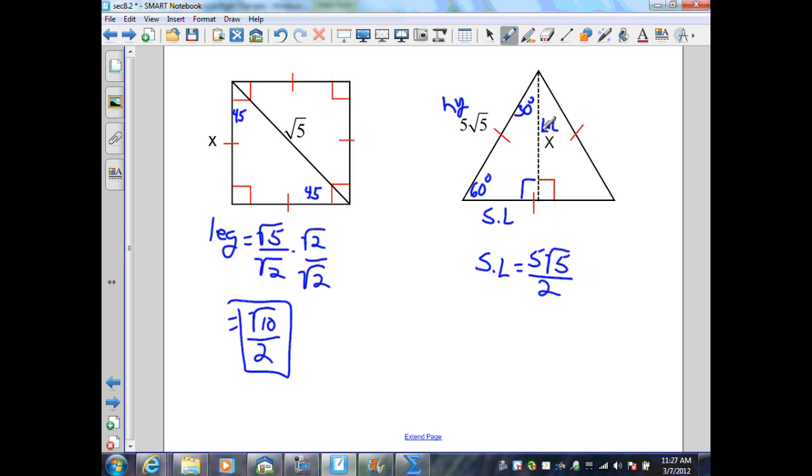Now I need to find the value of x, which is my long leg. My long leg is my short leg, which is 5 square roots of 5 over 2, times the square root of 3. And when I multiply, the square root of 5 times the square root of 3 is the square root of 15, all over 2. Again, no perfect squares when I find factors of 15. Therefore, this is in simplest form. My long leg is 5 square roots of 15 over 2.